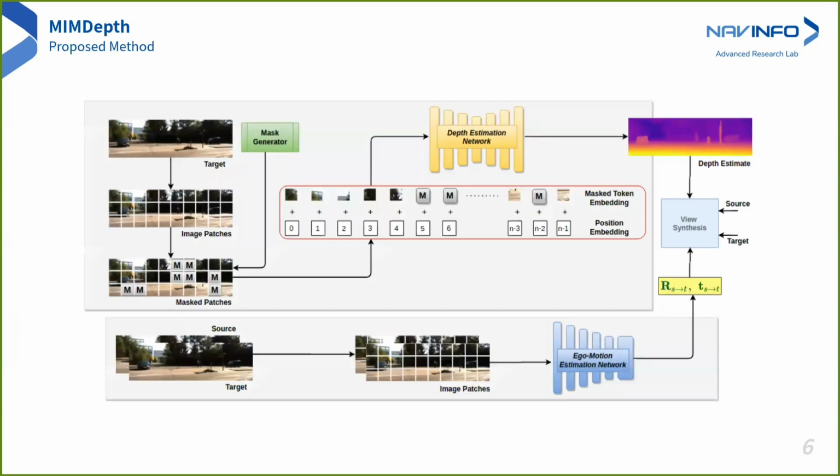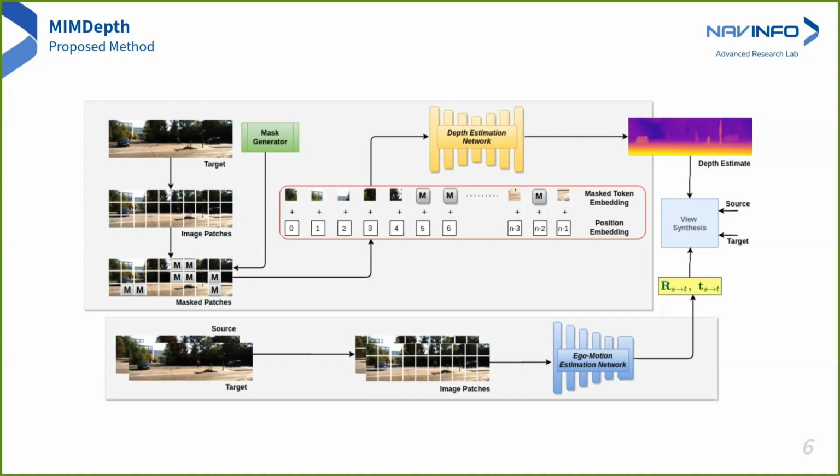We propose our method MIMDepth that trains the depth estimation network by masking a portion of the input to the transformer network while it learns to predict complete pixel-wise depth from the partial observations, including for the masked portions. The input to the depth network is a target image for which the depth is to be predicted, and the input to the ego motion estimation network is a pair of source and target images for which the translation and rotation is to be predicted.